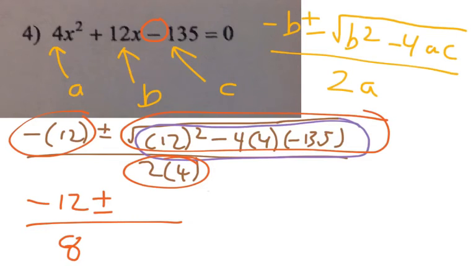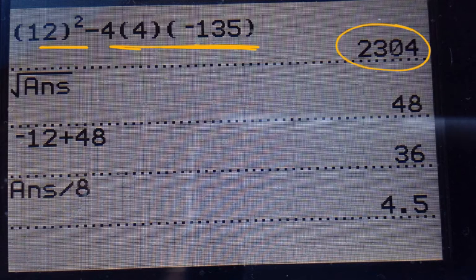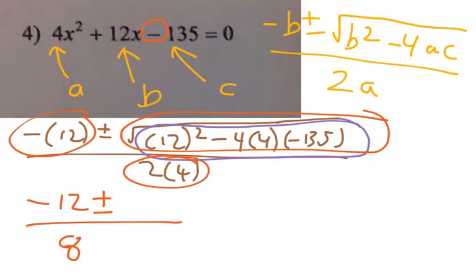So, again, I'm just going to use my calculator. So here we go. Notice I typed in 12 squared minus 4 times 4 minus 135. I got 2,304. I did the square root of answer, which is another way of saying I did the square root of 2,304, and I got 48. So again, pause the video, guys, but notice how I use parentheses when I typed it into my calculator here. So we ended up with 48, right? Okay, so that's where the 48 is going to go.